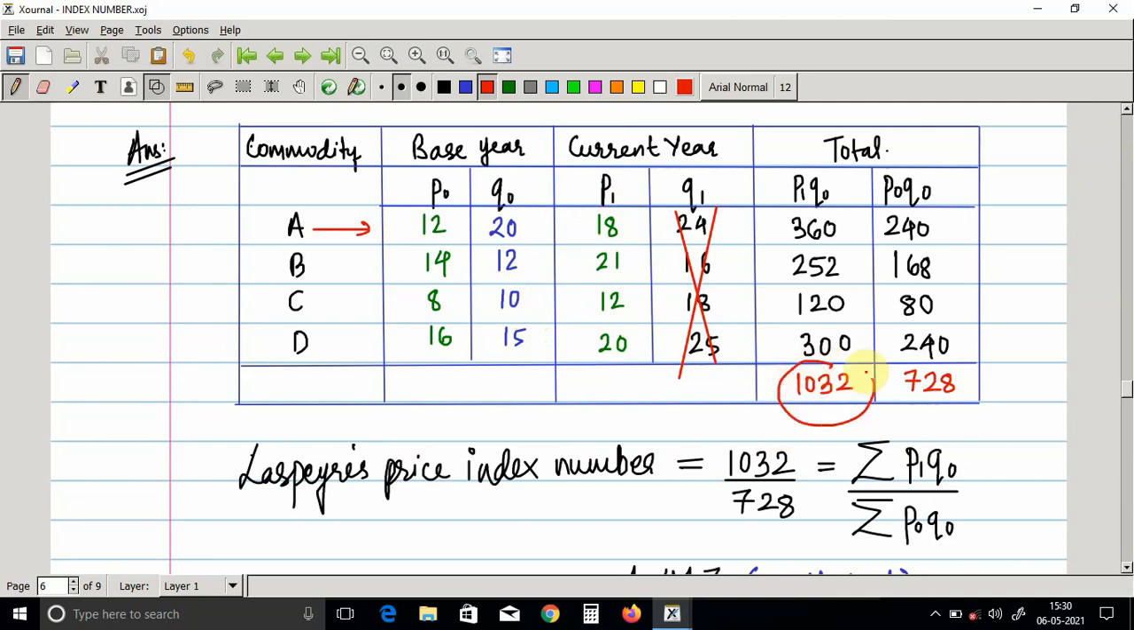This is my current amount I need to pay for the old quantities. And what will be the bill for the previous year? Previous year जो rate था और जितना खरीदा था, you just do the calculations. So 240 rupees, 12 into 20. This into this, 168 rupees. 80 rupees. So this is my old bill, this is my recent bill for the same quantities.